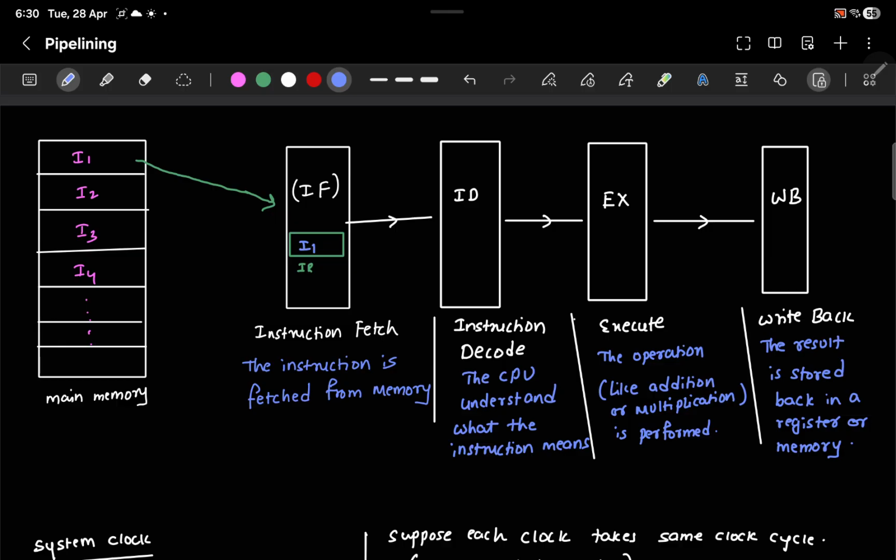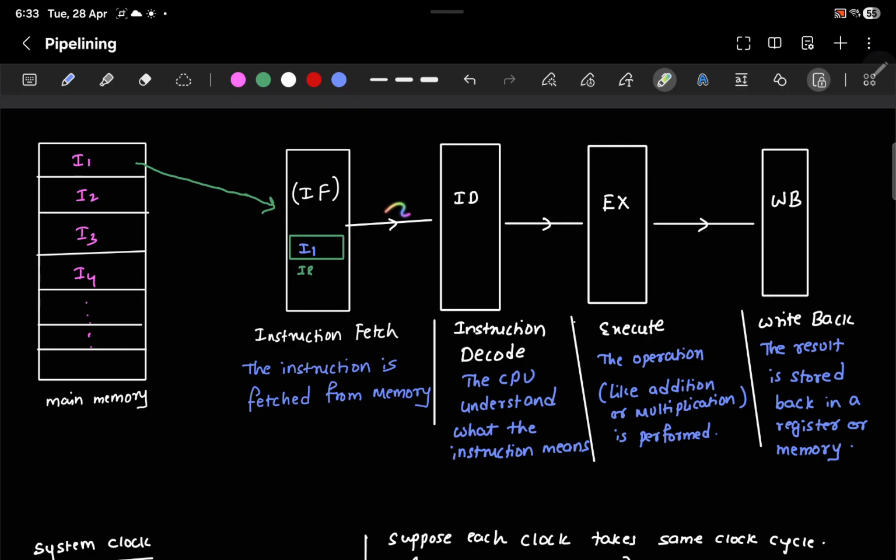So whenever the CPU tries to execute instruction 1, the first phase is instruction fetch. In instruction fetch, the CPU takes this particular instruction from memory and keeps it inside the instruction register, which is inside this fetch cycle. Just take I1 and keep it inside the instruction register. That is called instruction fetching.